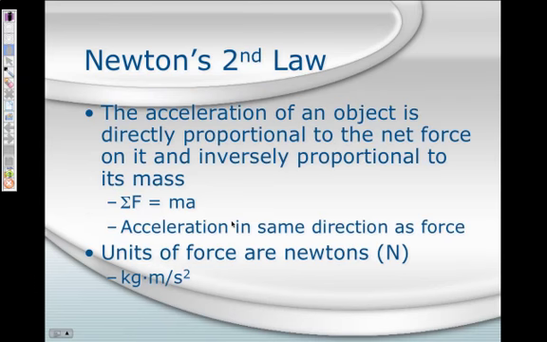Newton's second law states that the acceleration of an object is directly proportional to the net force on it and inversely proportional to its mass. So we can sum it up in an equation: the net force, where sigma means net, so the sum of all of the forces, is equal to ma. And we will split all the forces into directions, so all the horizontal forces are separate from the vertical forces.